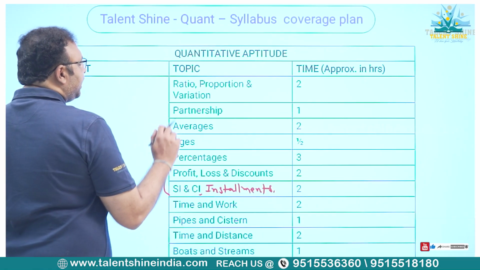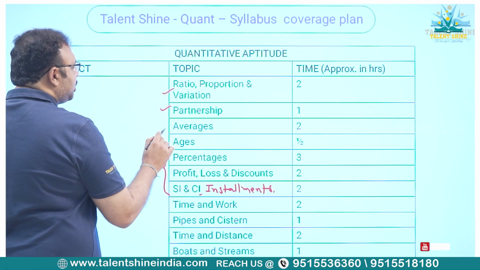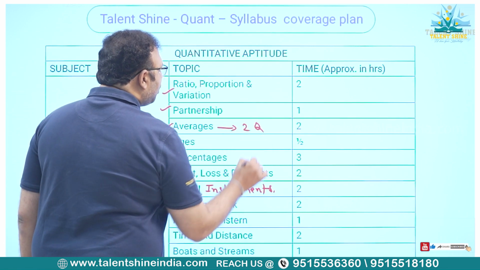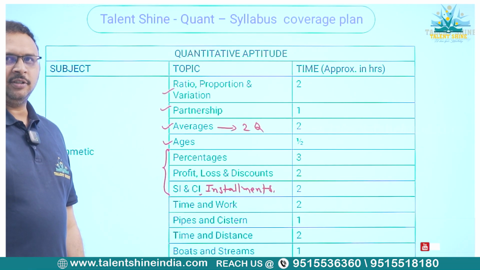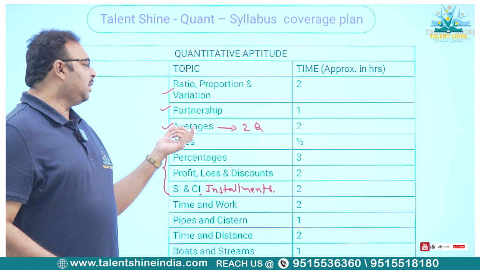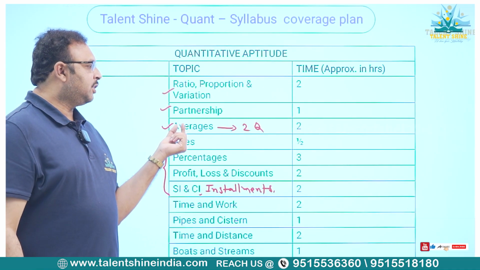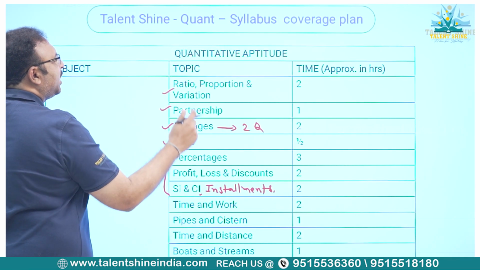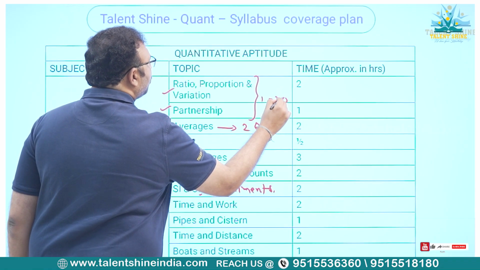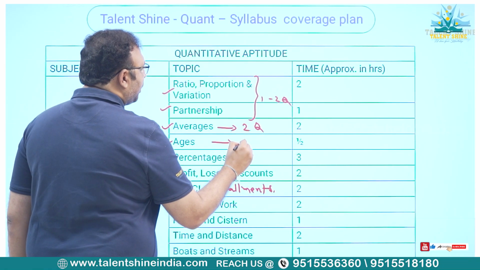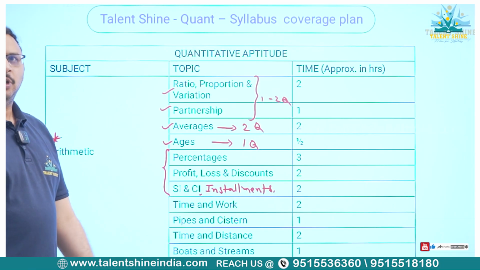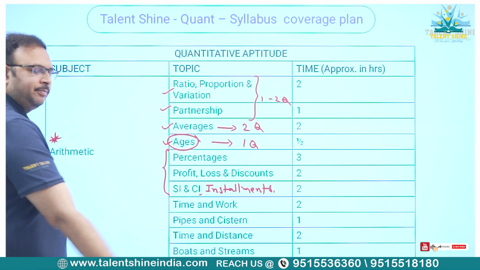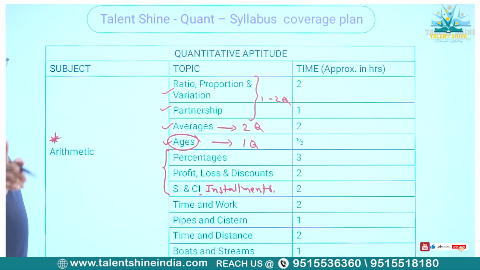Next, the remaining topics: ratio proportion, partnerships, averages, ages. Here from averages, at least 2 questions we can expect because averages relate to the mean in statistics, so they are giving mean also. From ratios and partnerships, we can expect 1 or 2 questions. But ages, definitely 1 question. Every paper has an ages question. But if you are okay with ratios and averages, ages is nothing. So 1 question comes from ages only.